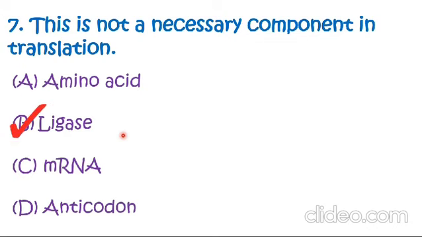In the translation, the amino acid as well as the mRNA are very important factors, and the anticodon as well. But ligase is not very important in translation. So option B is the correct answer over here.